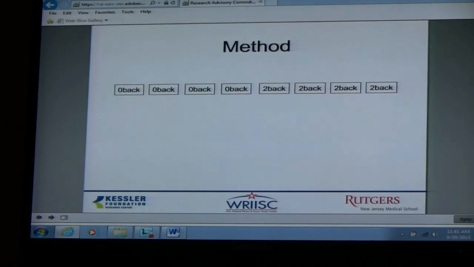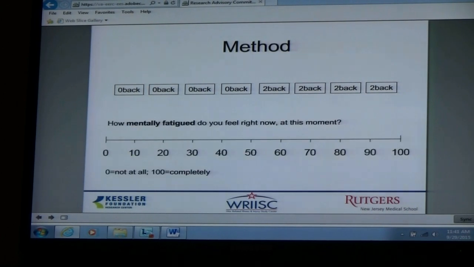So here is sort of the method. This is an example of someone who got the 0 back task first for 4 blocks, and then the 2 back task. And before and after each block, we asked, how mentally fatigued do you feel right now, at this moment? And they rated it on a scale of 0 to 100.